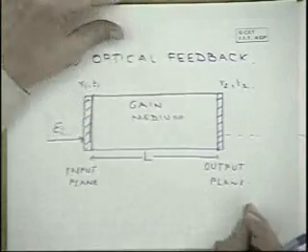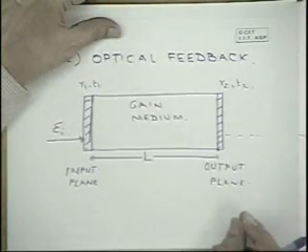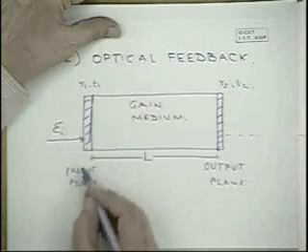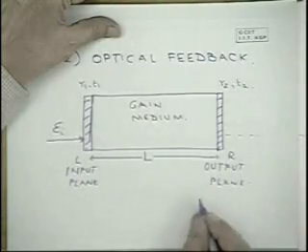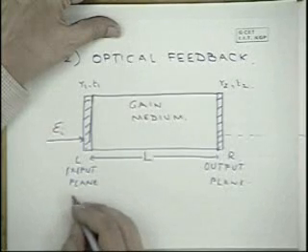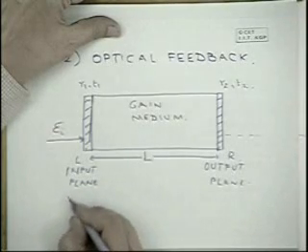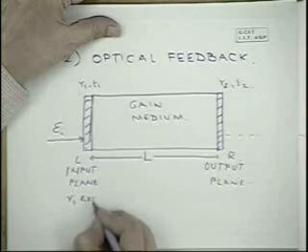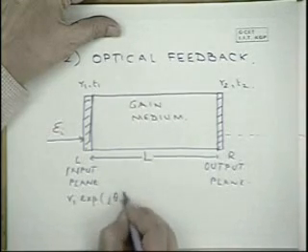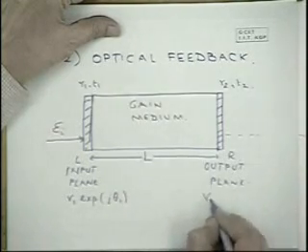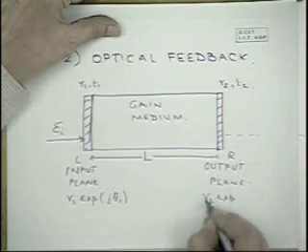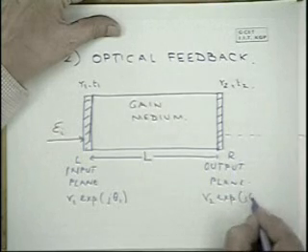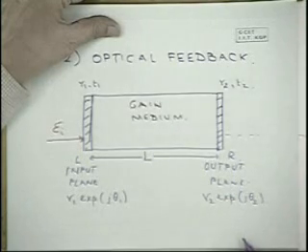Let us say that this is the left mirror and this is the right mirror. The left mirror has a ratio of reflected to incident fields R1 exponential j theta 1, and the output to input ratio is given by R2 exponential j theta 2 at the right mirror.